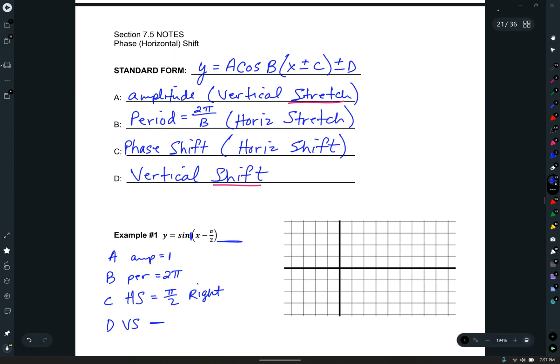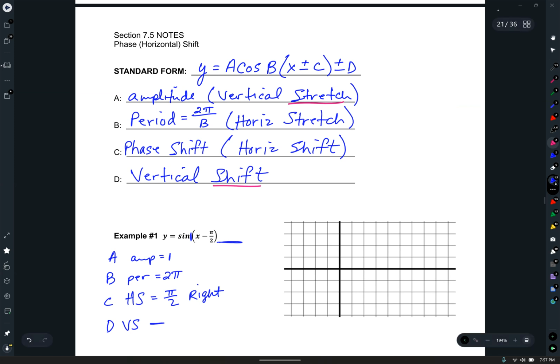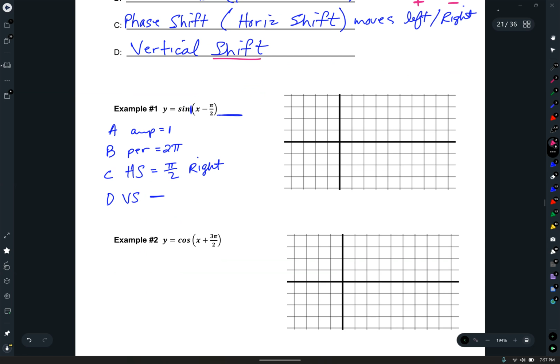So maybe we should write that down up here, since this is specifically about horizontal shift. Maybe we might say moves left or right. But remember, left is if it's a plus, right is if it's a minus. Okay, so this was minus pi over 2, so it's going to be pi over 2 to the right.